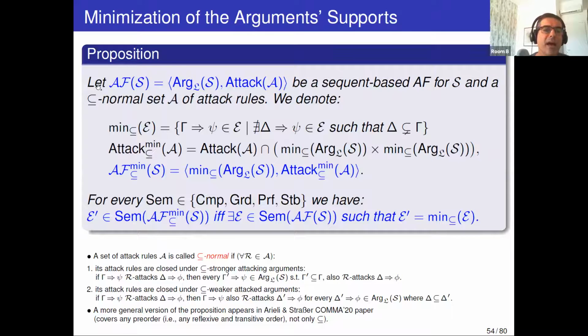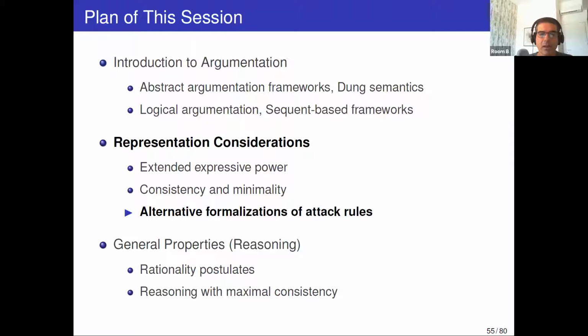So again, suppose that on one hand we have standard sequence-based argumentation, and on the other hand we have an argumentation framework where the support of the argument is minimized with respect to the subset relation. Then what this proposition says is that every extension of the minimized argumentation framework can be associated with a minimization of a corresponding extension of the regular argumentation framework. So again, the minimality condition is not always needed. This involves some alternative formalizations of the attack rules, and I will consider this in the last part of the representation consideration part of this talk.